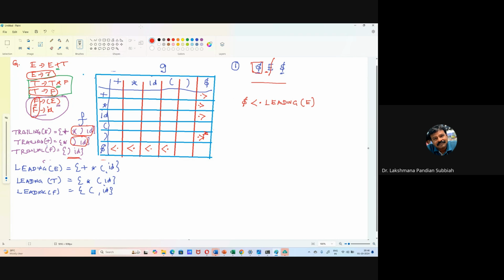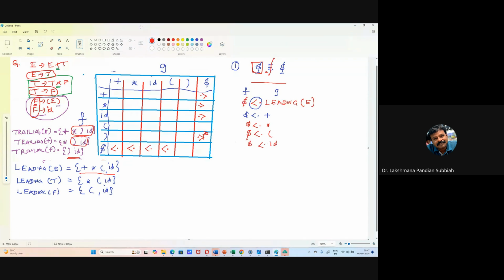So this is F of, this is G of. Now the relation is less than. The dollar has less precedence than plus. So the leading of E is plus, star, open bracket, ID. So we get dollar less than plus, dollar less than star, dollar less than open bracket, and dollar less than ID.